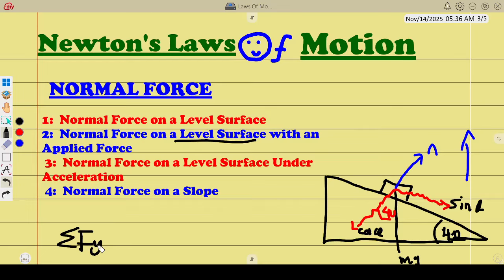So summation of forces in the y, the normal positive minus this mg, it is negative, it is pointing downwards. So mg sin theta, because we resolved into components. Mg sin theta. So here maybe there's movement. Yeah, it's going down, there's movement. We put ma.